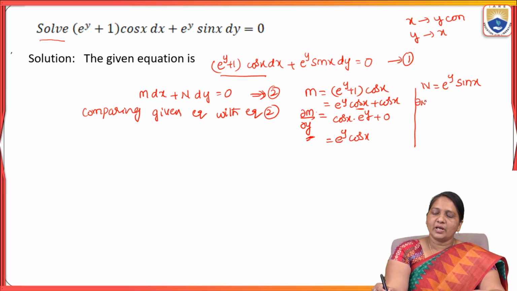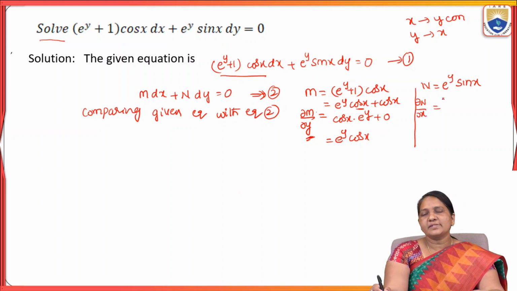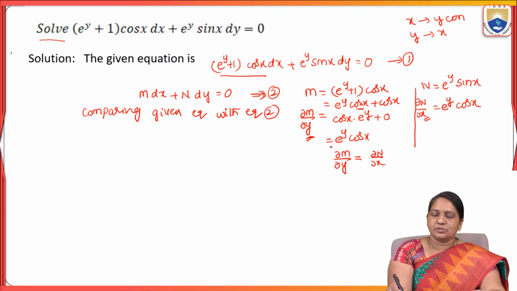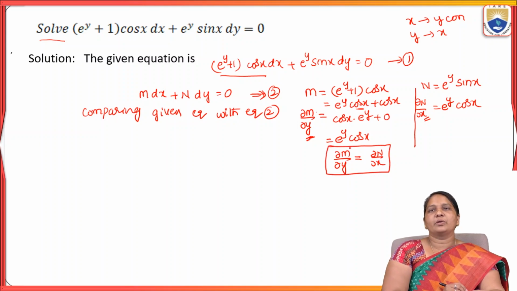Now I am going to calculate ∂N/∂x. What is the N value? e^y sin x. When doing with respect to x, y is treated as constant, so e^y is constant. What is the derivative of sin x? The derivative of sin x is cos x. So the ∂M/∂y value is e^y cos x, and the ∂N/∂x value is also e^y cos x. So finally ∂M/∂y is equal to ∂N/∂x. That means this is the exact differential equation.